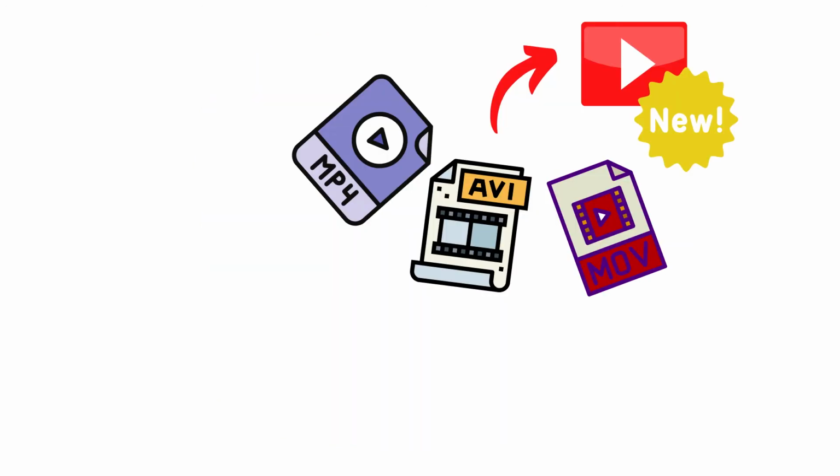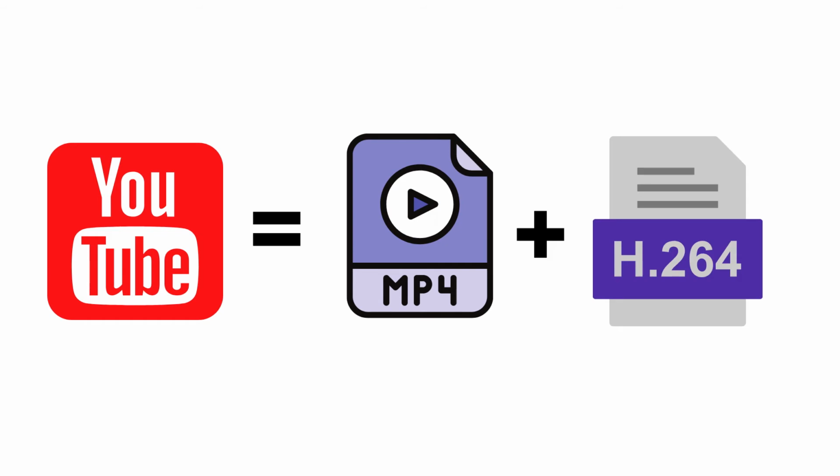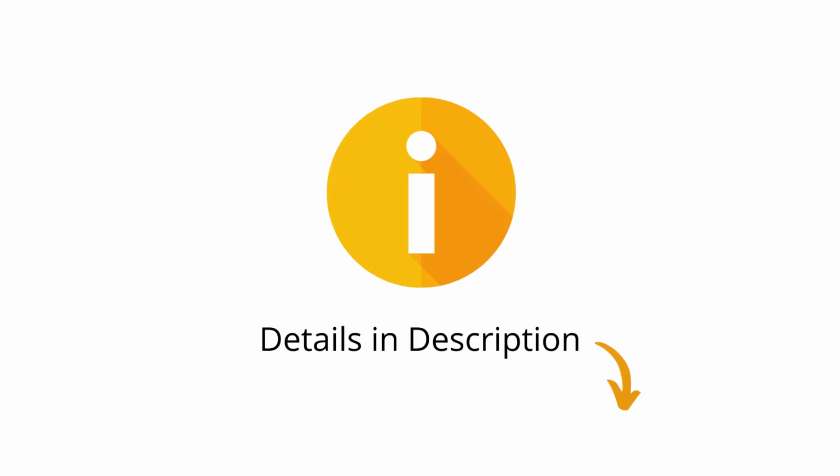Some editing programs will help you decide what type of file to export it as, depending on how you want to use it. But if you're going to post it on YouTube or other social media platforms, I would recommend an MP4 file and use an H.264 codec export setting. Check the description below for a direct link to more information.